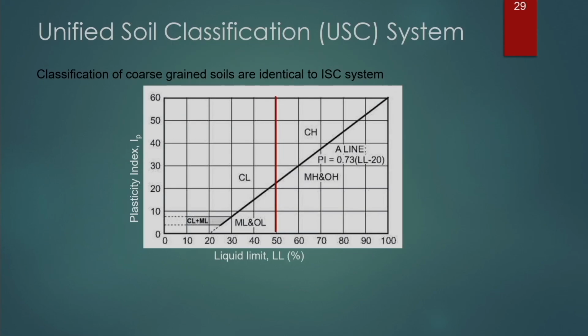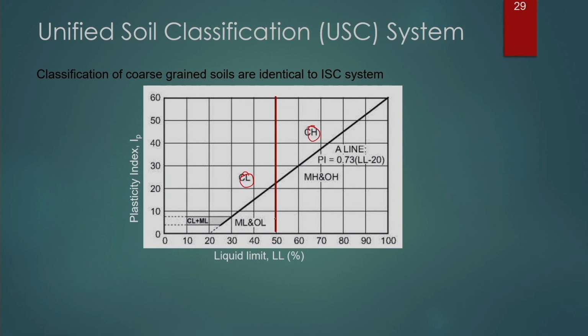Next is the unified soil classification system. The unified soil classification system is almost identical to the Indian soil classification system, particularly for the coarse grained soil. Only for the fine grained soil it is a bit different. In the Indian soil classification system, the fine grained soil has been classified as low, intermediate or high compressibility, whereas in the unified soil classification system, it has been divided into low compressibility or high compressibility.